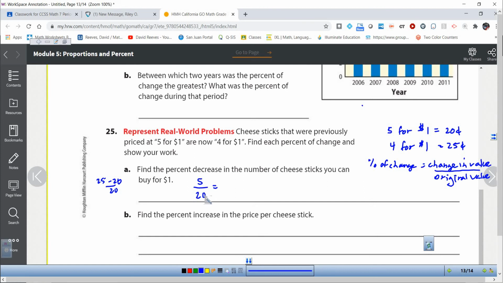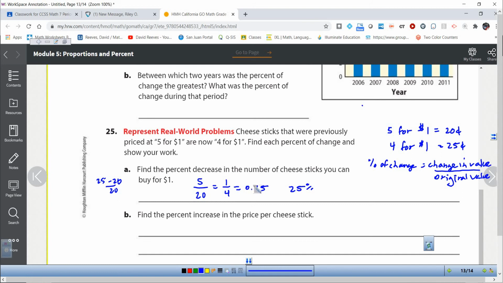We could do this. 5 over 20 simplifies to 1/4, and we have memorized that 1/4 is 0.25, so the change in value was 25%. All right, so the cost was 25% higher.